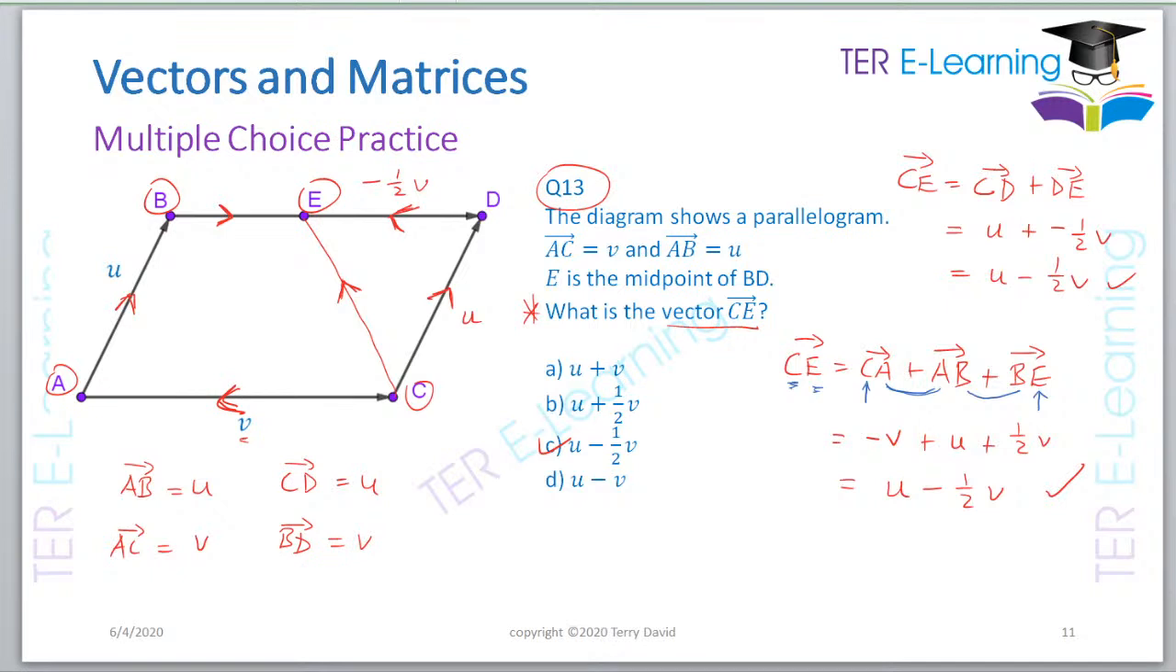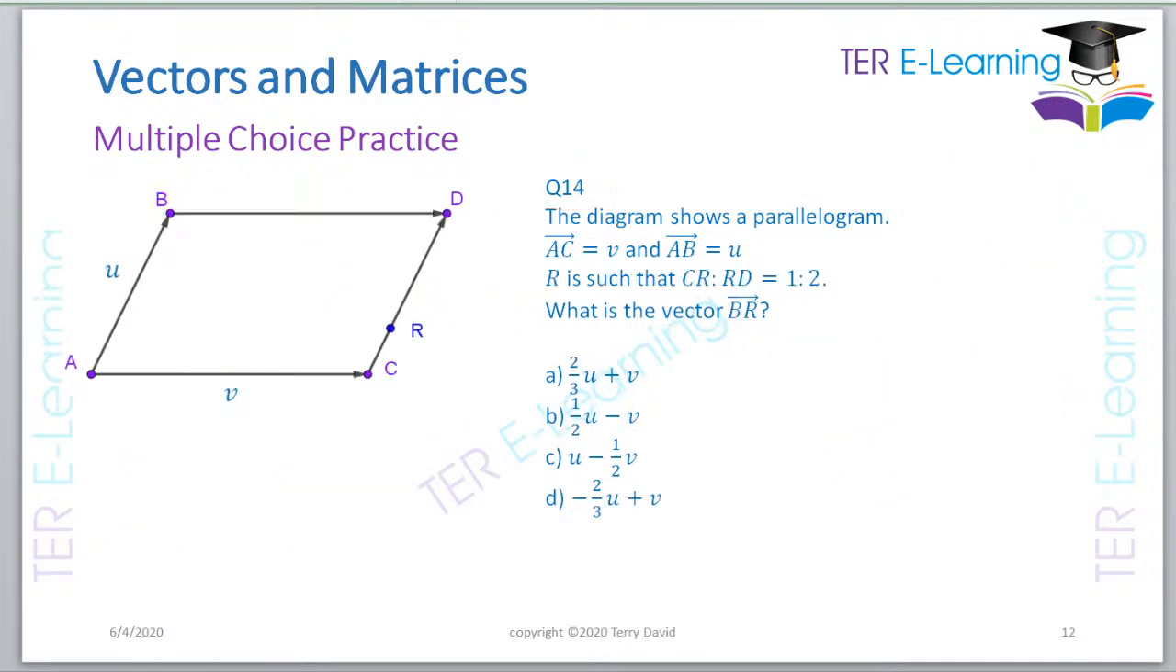So let's move on to a next one now. Question 14, right? So this is another one that I made up. Let's see if you all get this one. So the diagram again shows a parallelogram, but I've given you a piece of information here. R is such that CR, the ratio CR to RD is 1 to 2. What is the vector BR? So the question wants, what is the vector BR? So question 14, I'll give you a few minutes to work that out. Let's see what you all get.